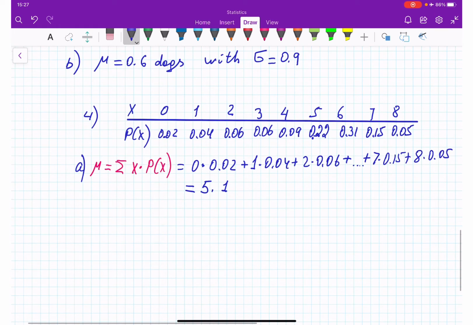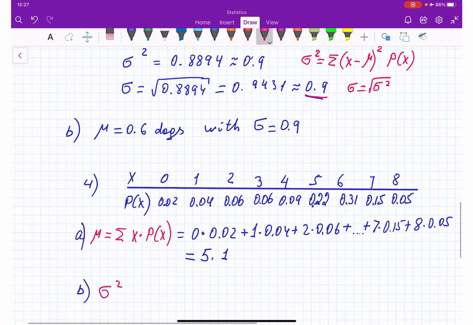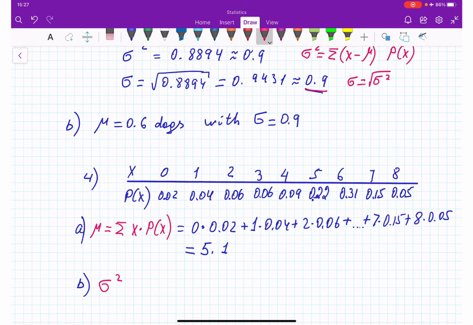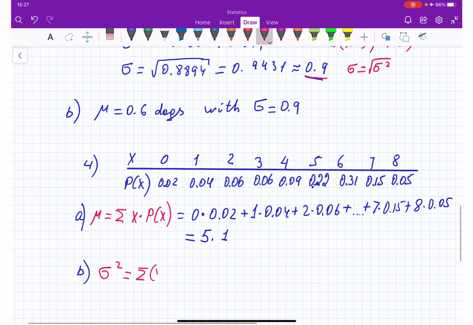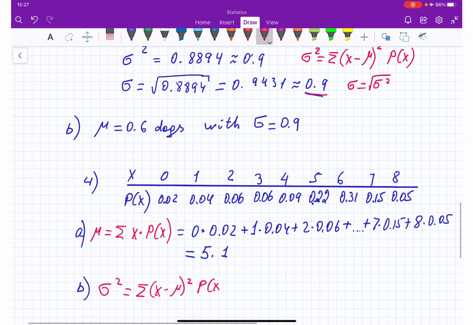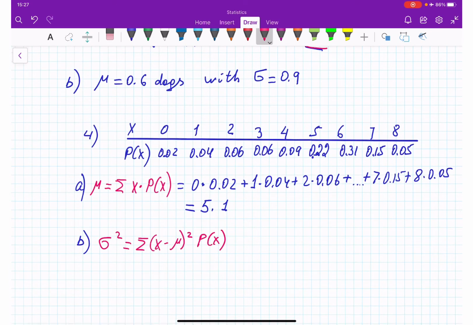Okay? B. So to find variance, okay, the formula we already have here, I wrote it down right there. If you want, I can rewrite it again. (x minus mu) squared times probability of x, that's right. And all you have to do, you have mu right here. You have x's, those are all x's all the way to the end, and you have probability of x, right?